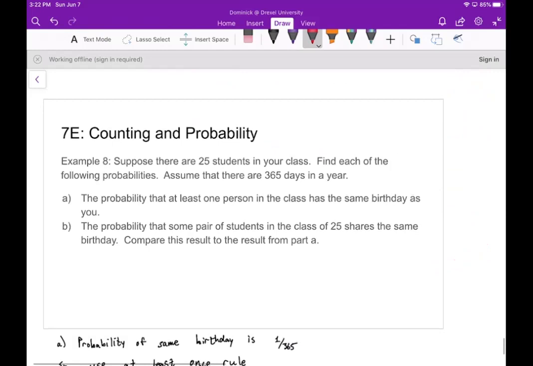Okay, now we're going to close out this video with a pretty interesting problem. So we're going to suppose that there are 25 students in your class, and we want to find each of the probabilities. So we're going to assume that there are 365 days in a year, and we're also going to assume that any birthday is equally likely.